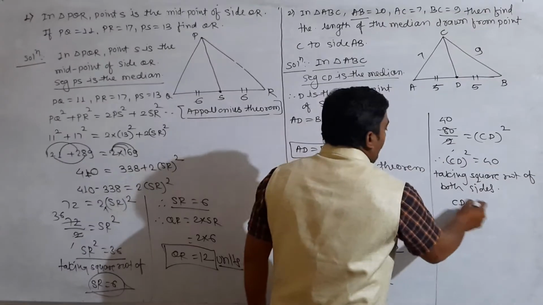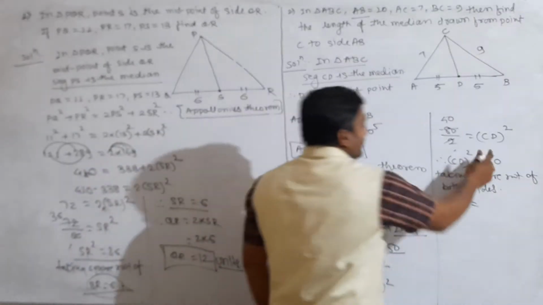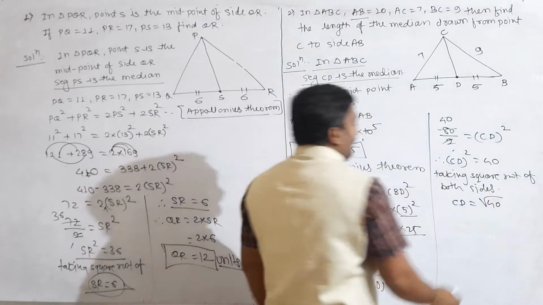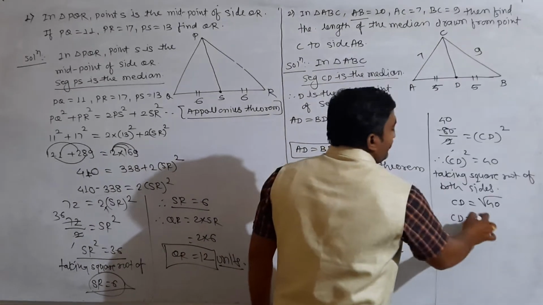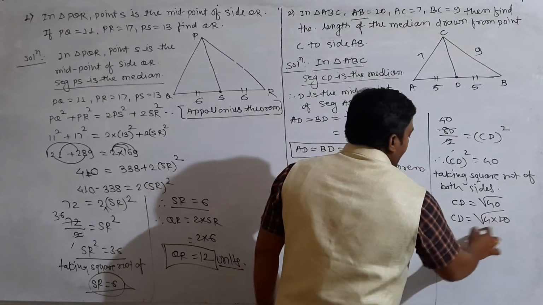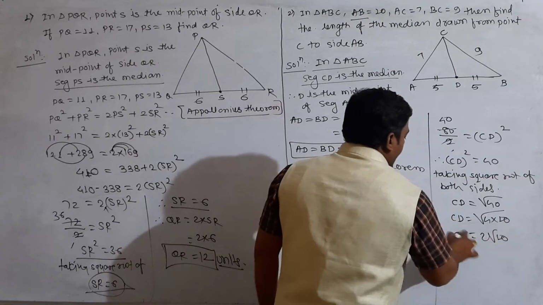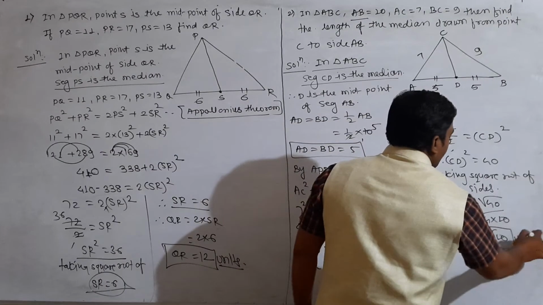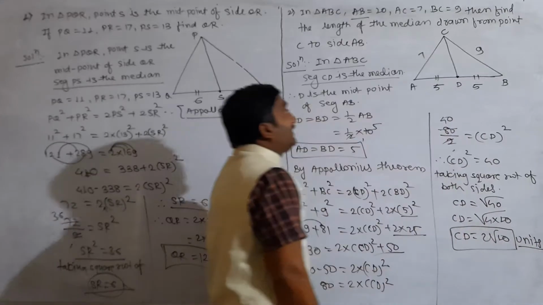CD is equal to root of 40. Means CD is equal to root of 4 into 10, therefore 2 root 10. CD is equal to 2 root 10 units. We have to calculate the value of CD.